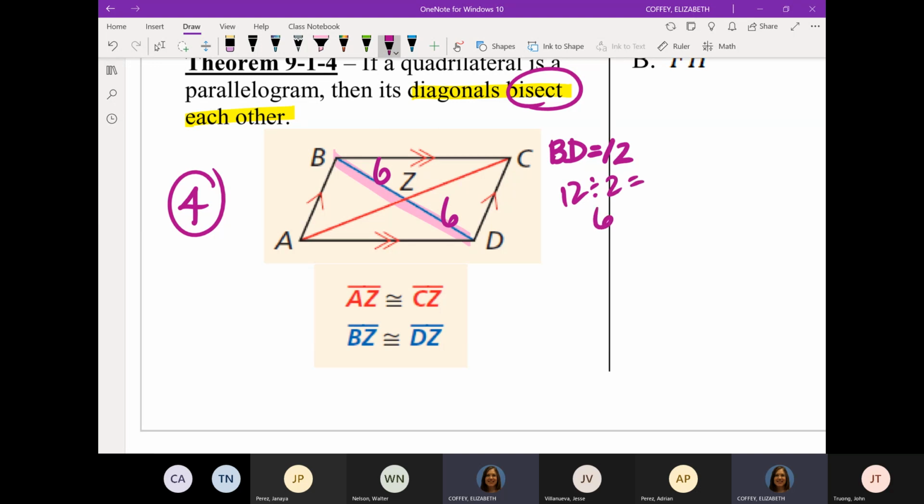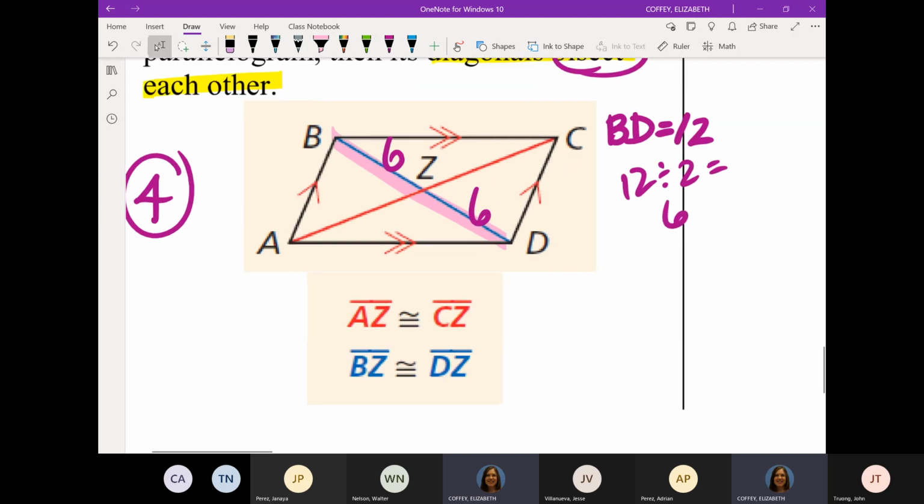If they give you, actually, let's make it more complicated. Let's do an algebra one. What if they tell you AZ is x plus 6 and ZC is 3x minus 10? Any ideas on how you would set up this equation?